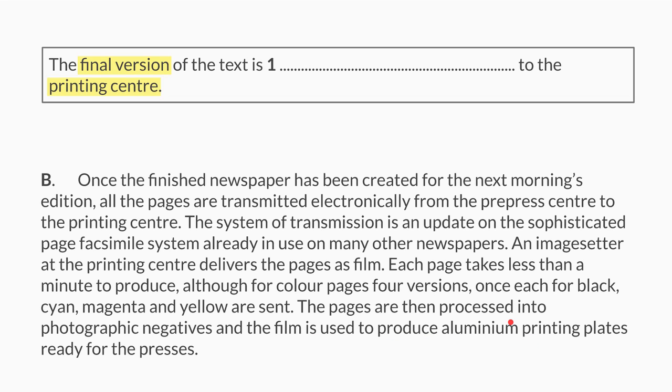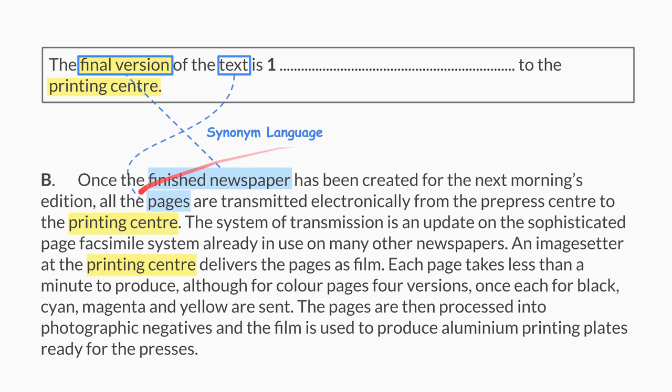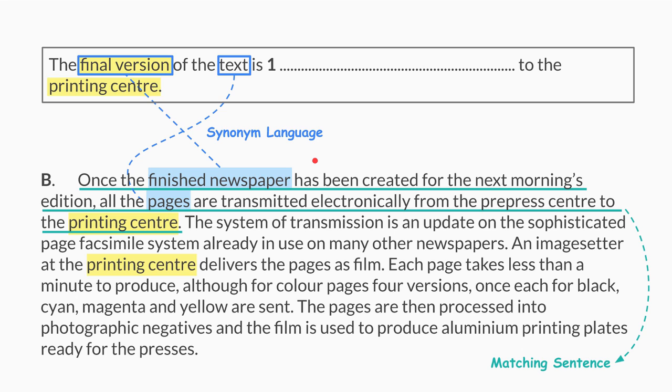All right. And then it tells us what happens to the pages over here. So here's how we're going to do this. After locating the matching paragraph, you're going to mark the keywords from the question. Then go ahead and also mark any synonym language that you see. For example, finished newspaper is synonym language for final version. The word pages can be synonym language for text. Okay? So I'm pretty sure that since I have found my keywords around here and also my synonym language around here, there is a very, very high probability that I'm going to find my answer somewhere around here. So this is very likely going to be our matching sentence.